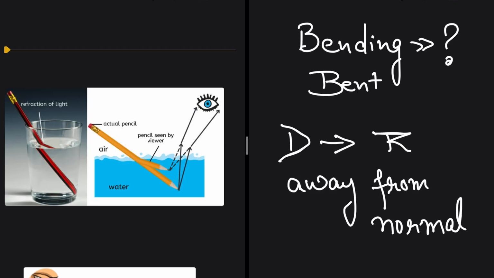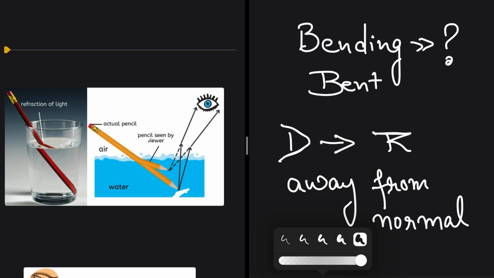Normal. Okay, now this is which medium, students? Look, I will explain you in detail, don't worry. So this is which medium, students? This is a denser medium. So air is which medium here? Air is a rarer medium.